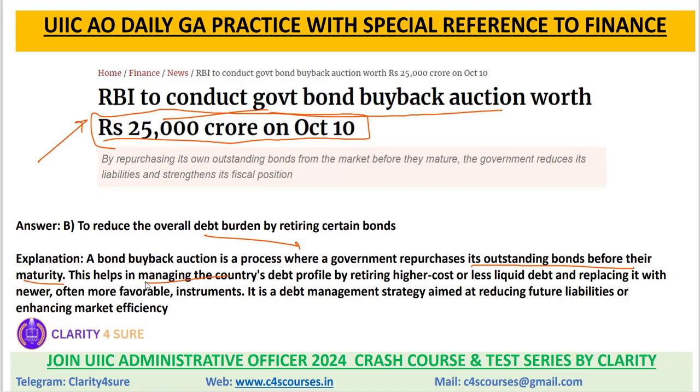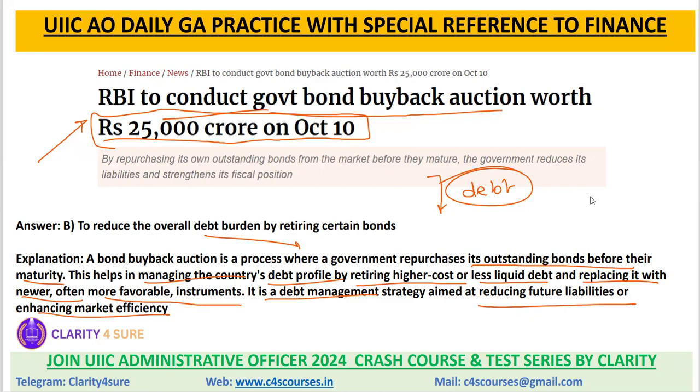This helps in managing the country's debt profile by retiring high cost, less liquid debt and replacing it with newer, often more favorable instruments. Okay. So basically the government is trying to decrease its debt load. So it is a debt management strategy aimed at reducing future liabilities and enhancing market efficiency.